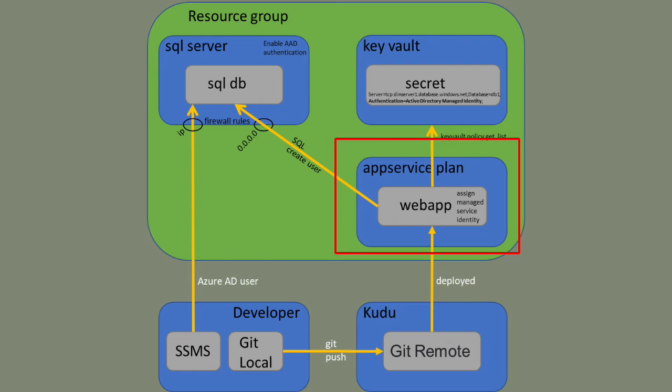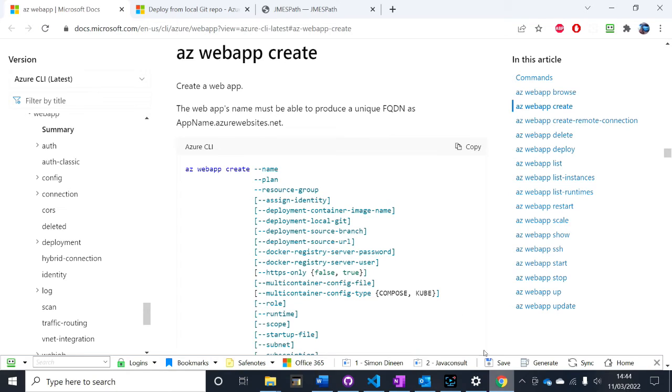The app service plan hosts a web app which we can create with the az web app create command. Required parameters are the resource group, the name of the app service plan, and the name of the web app. The web app's name must be able to produce a unique domain name, appname.azurewebsites.net.